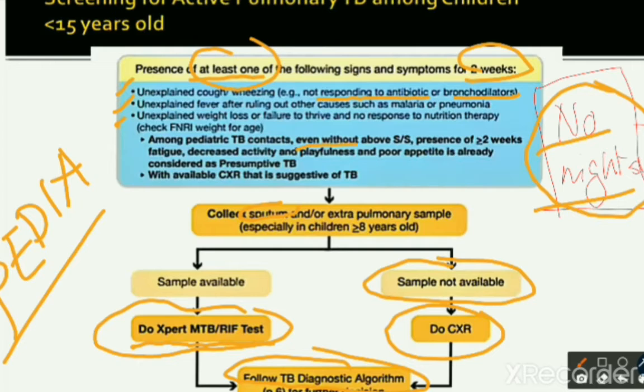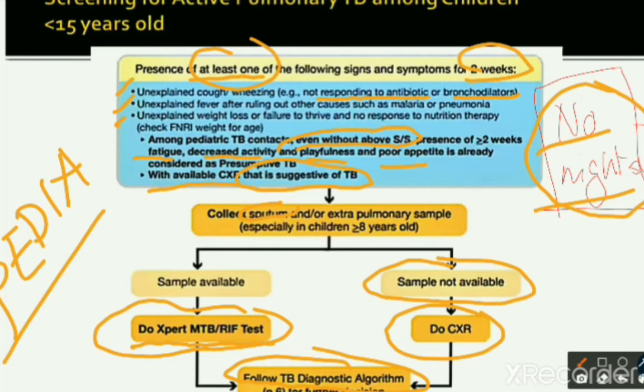even without the above signs and symptoms, the presence of more than or equal to 2 weeks of fatigue, decreased activity and playfulness, and poor appetite is already considered presumptive of TB. So these are the additional things that we have for pedia in comparison to adult tuberculosis detection. If an available chest x-ray is suggestive of TB, that is also a qualification.